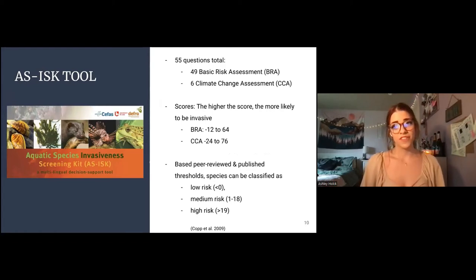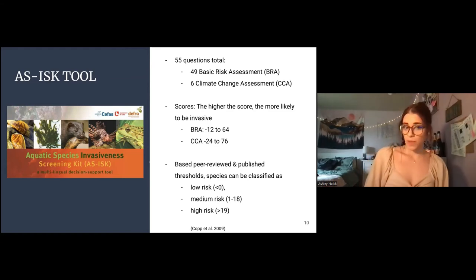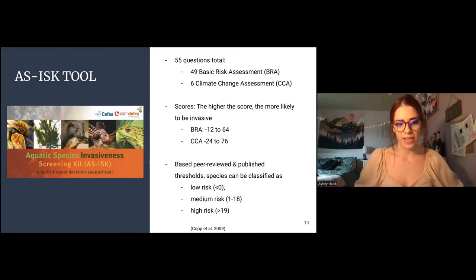The ASICS tool has 55 questions total. The first 49 are a basic risk assessment, is what it's called. It covers biogeographical, historical, ecological traits. The last 6 are climate change assessment questions. And these questions are getting to the root of, under future predicted climatic conditions, what would happen? And these are a little bit of extrapolation, as well as using climate models and historical records to analyze what maybe the potential future environmental situations may be.